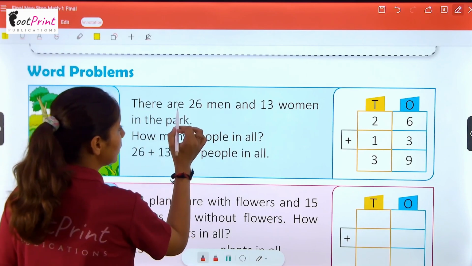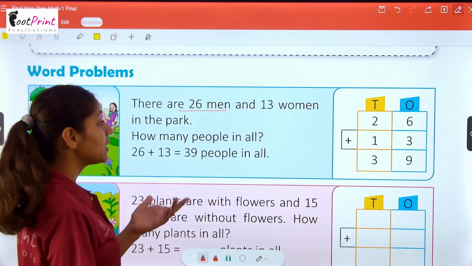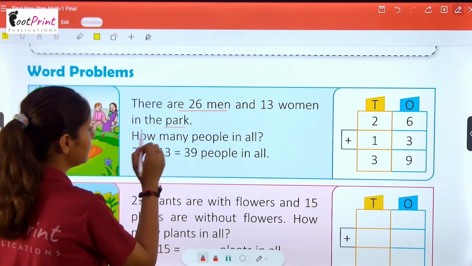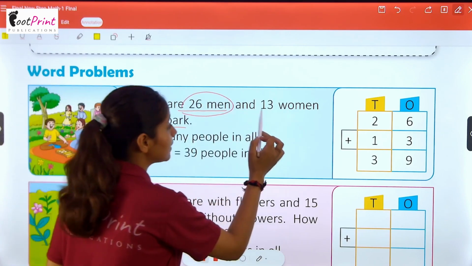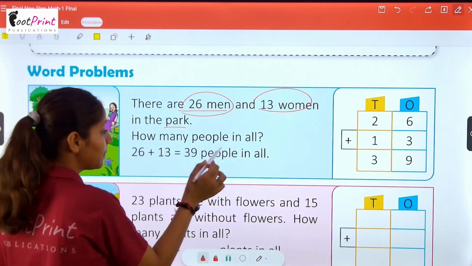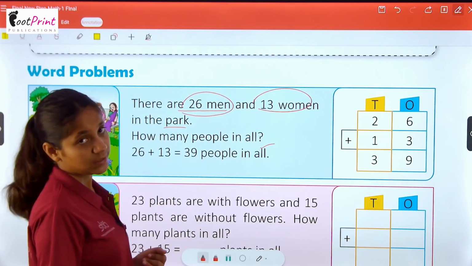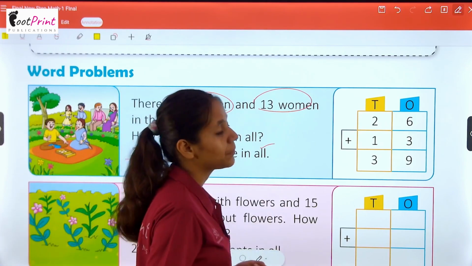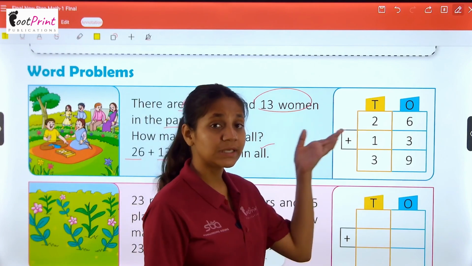There are 26 men and 13 women in the park. एक पार्क में 26 men हैं and 13 women हैं. How many people in all? Total कितने लोग हैं? So 26 plus 13 are 39 people in all. What we did here? We did addition.